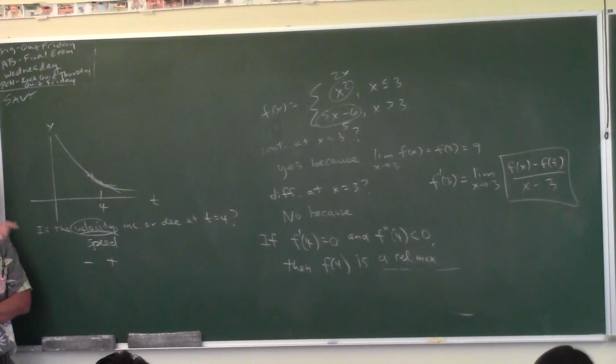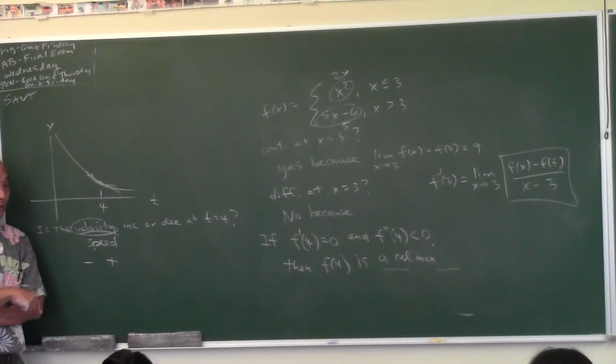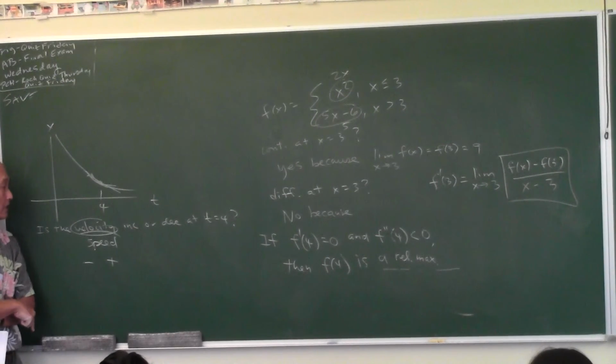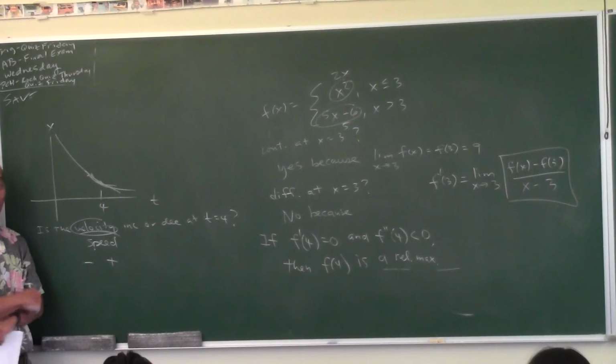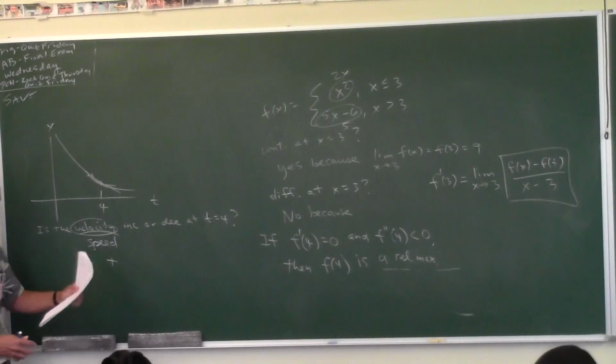Decreasing. Why? Because the velocity and acceleration at t equals 4 have different signs. That's what you gotta say.